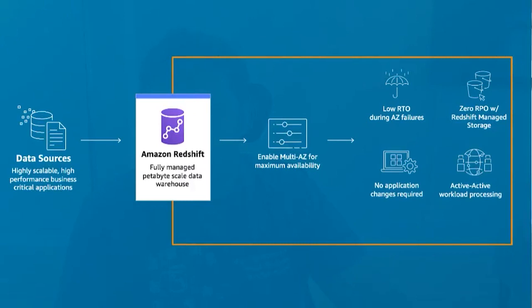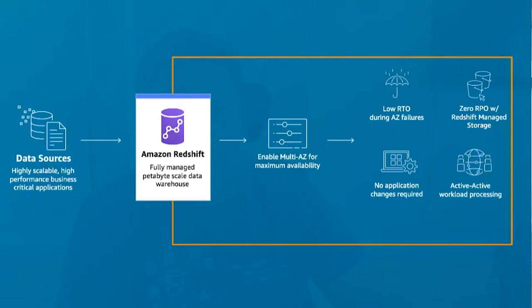Multi-AZ deployments for provisioned Redshift clusters support running your data warehouse simultaneously in multiple availability zones, and it can continue operating in unforeseen failure scenarios. Multi-AZ deployments reduce recovery time to tens of seconds, typically under a minute, by automatically failing over your entire data warehouse to another AZ in the unlikely event of an AZ or infrastructure failure. RPO is zero because it is backed by Redshift Managed Storage.